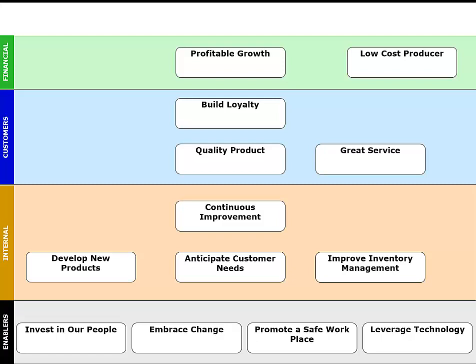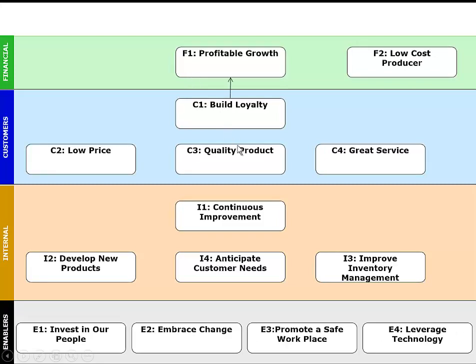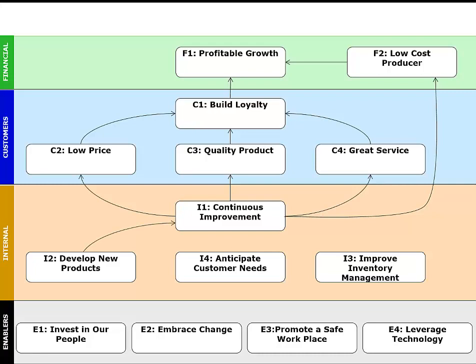Now, what we're going to begin building is what we call a strategy map. The next step is to show the cause and effect relationship between each objective. So, for example, to achieve profitable growth, there are 2 things we need to do. One is to build loyalty, and second, to be the low-cost provider. So how are we going to build loyalty? Well, it seems that there are 3 things we need to do: be the low-cost provider, produce quality product, and great service, and so forth. So by working with a leadership team, we can begin to define the cause and effect relationship between the strategic objectives and overall success.